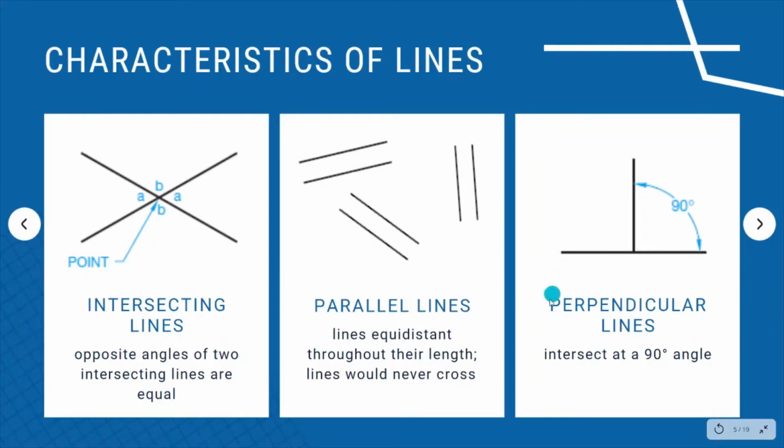So next is ang perpendicular lines. So they would intersect at a 90 degree angle. Okay, so mana nga itong perpendicular line. So masabot naman na 90 degrees na siya. So straight na siya ni, straight na siya ni. Okay.